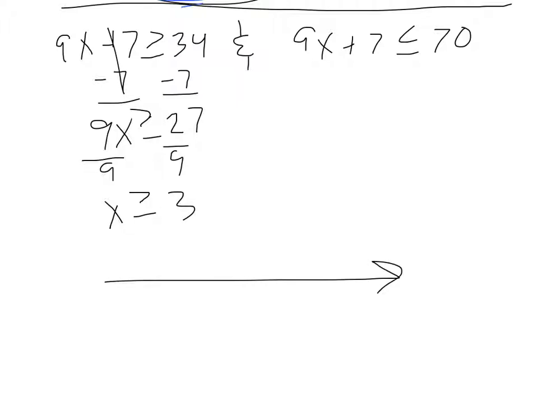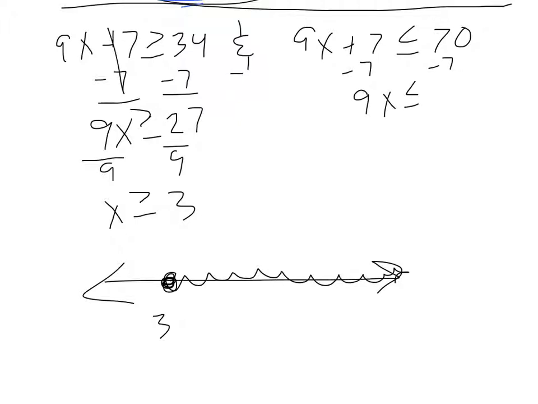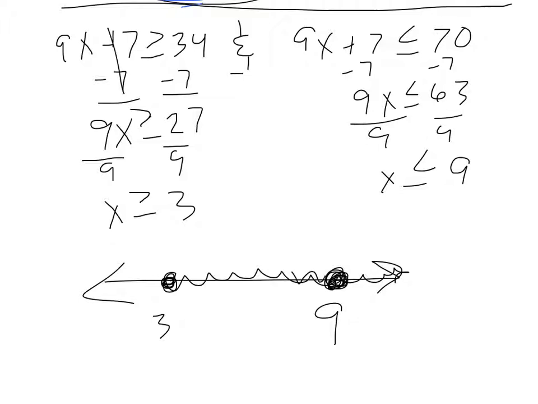So if we're thinking about this, x is greater than or equal to 3. That's 3. Greater than or equal to, we're shading that way. But because we have an and, we're looking for the overlap. So here when we subtract 7, we get 9x is less than or equal to 63. Divide by 9, and we get x is less than or equal to 9. So point of interest 9, because we have less than or equal to, put a solid dot in. Shade this way. Because we're looking for where the two things overlap, we're looking at that.